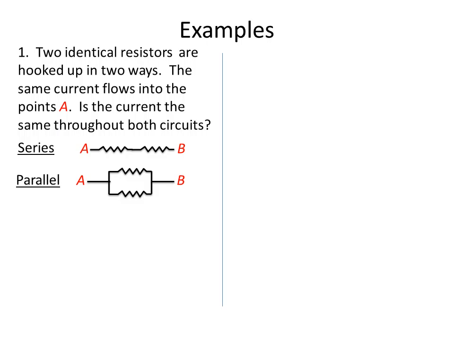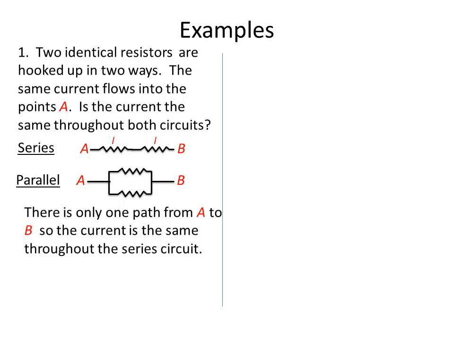Let's look at a couple examples. In the first one, we have 2 identical resistors that are hooked up in 2 different ways. The same current flows into the points A. Is the current the same throughout both circuits? That's the question.